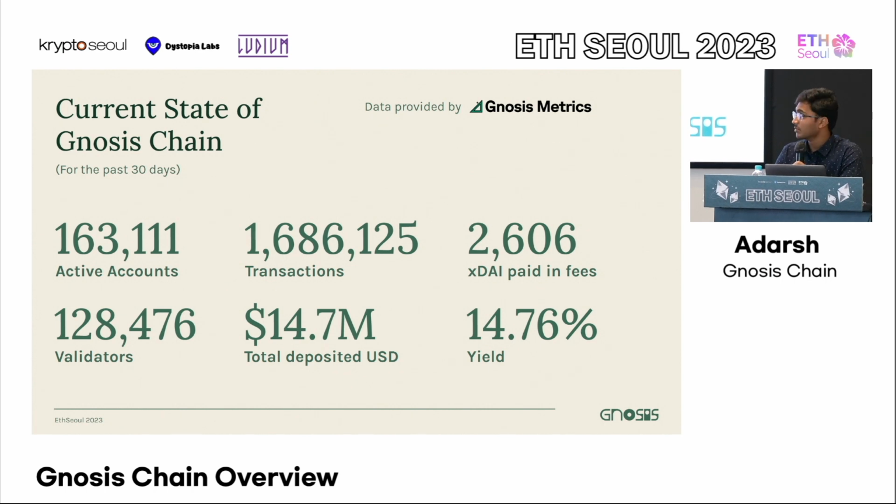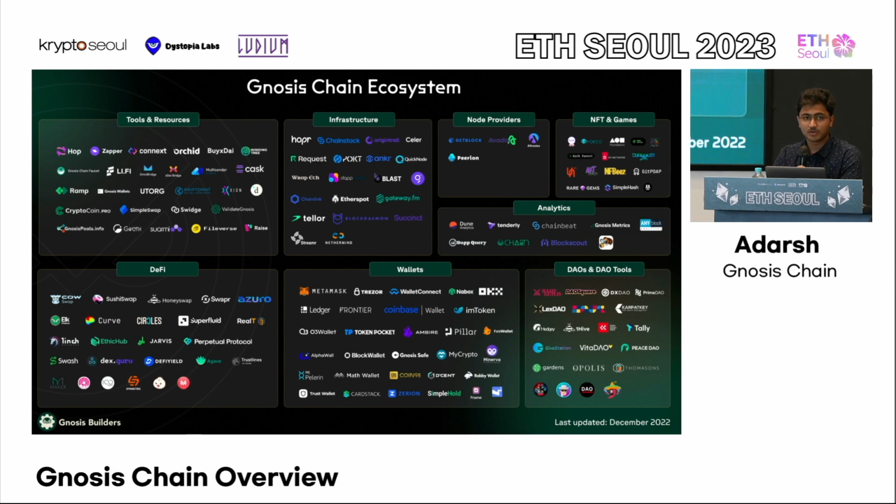Here are some stats from the Gnosis Metrics website. On the Gnosis Metrics website, you can get transactions, stats, gas, accounts, etc., and all the information for the last 30 days. Here are just some of the stats for the last 30 days. Here's a snapshot of some of the applications and tools from a vast ecosystem.